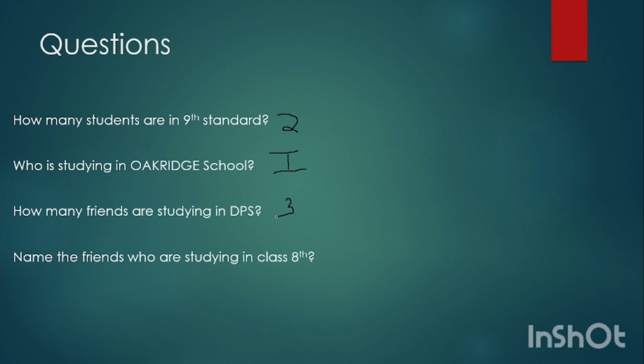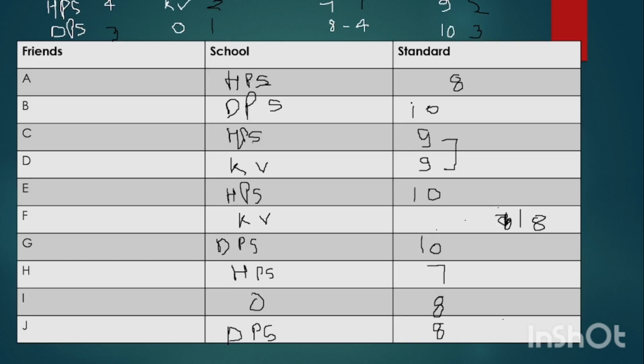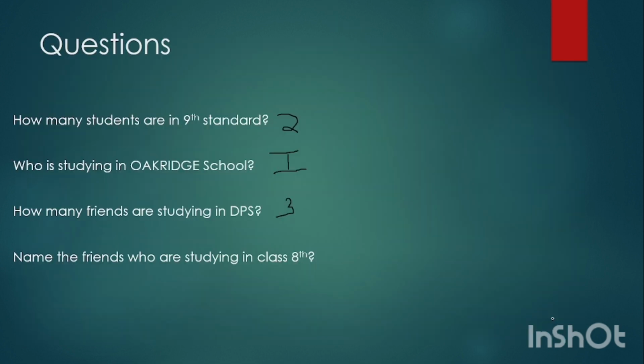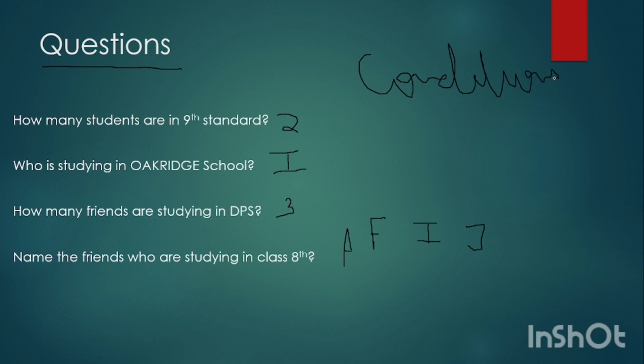And name the friends who are studying in class 8. In class 8, it's A, it's F, it's I, and it's J. So this was an easier set to solve, and this was based on conditions. So you just have to make sure how the conditions are to be satisfied within the form they are given to you.